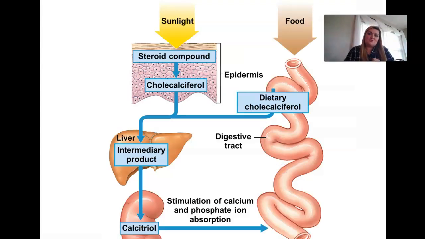And here is a visual of that. So you have that sunlight coming in. You have that steroid compound. It's going to turn into that cholecalciferol. It goes into the liver where it forms the intermediary product.